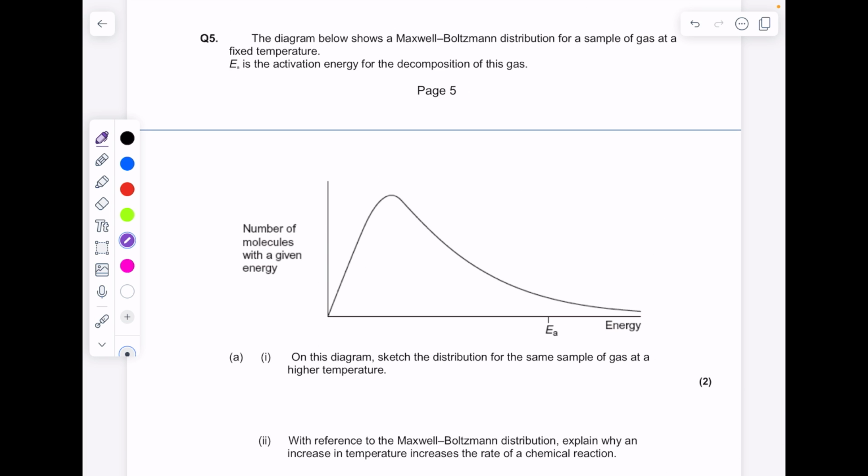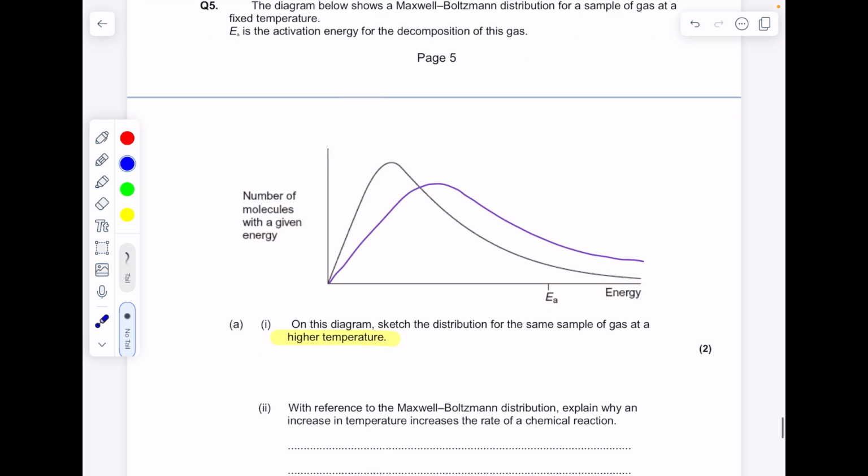The diagram shows below a Maxwell-Boltzmann distribution for a sample of gas at fixed temperature. EA is the activation energy. On this diagram, sketch the distribution for the sample of gas at a higher temperature. So what did we say? We said that the peak would occur to the right and slightly lower. They'll be looking for you to start that curve at the origin, which I've done. So yeah, I'm happy with that.